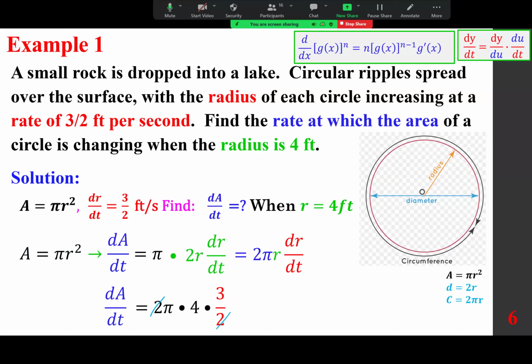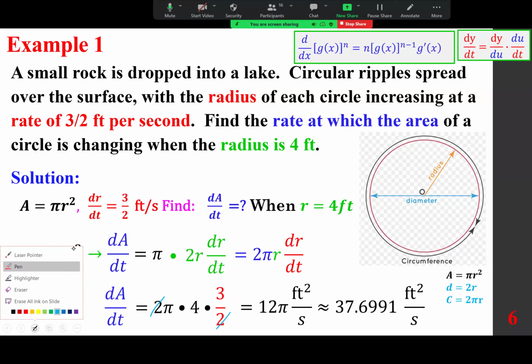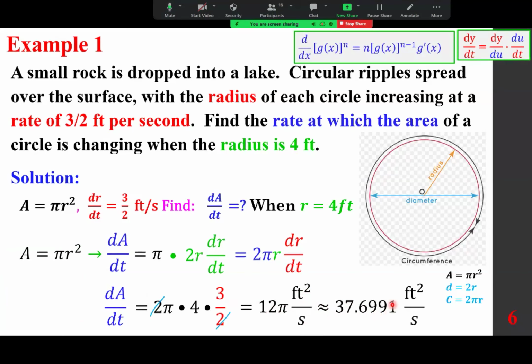So we get 3 times 4, 12 pi, units of A over units of T: 12 pi square feet per second, exact. Put into a calculator, the approximation is 37.6991 square feet per second, which means the area is increasing by this much when the radius is 4 feet. This is, again, an exact answer. Okay, everybody? You always need to know the exact answer.